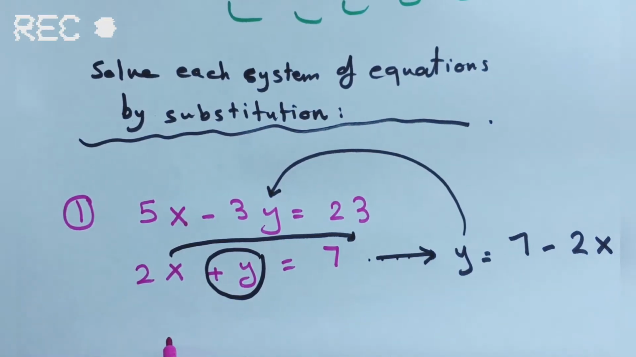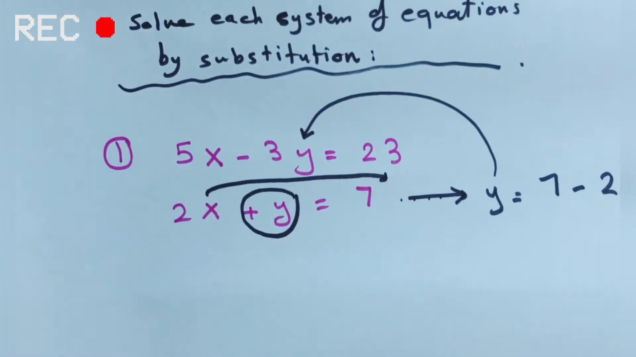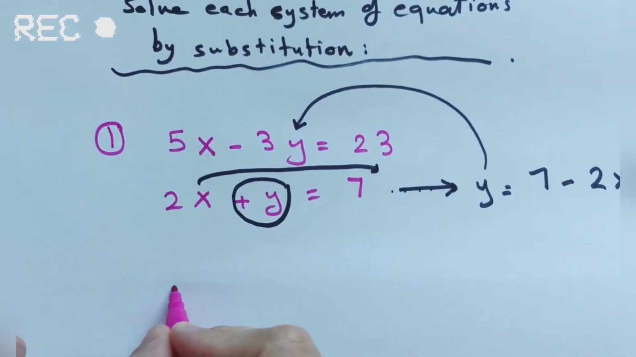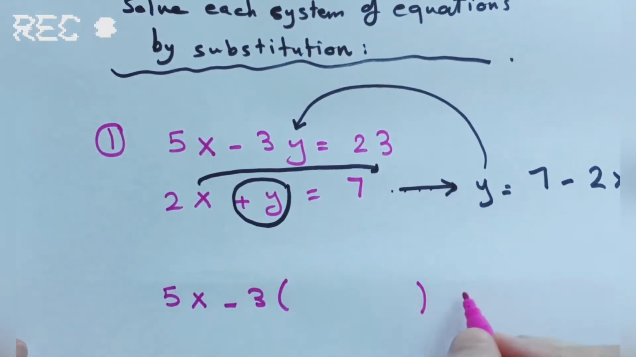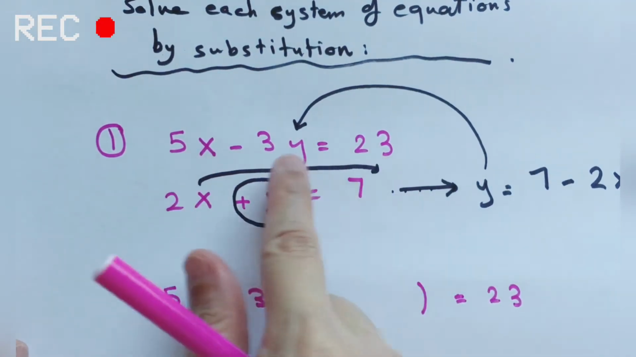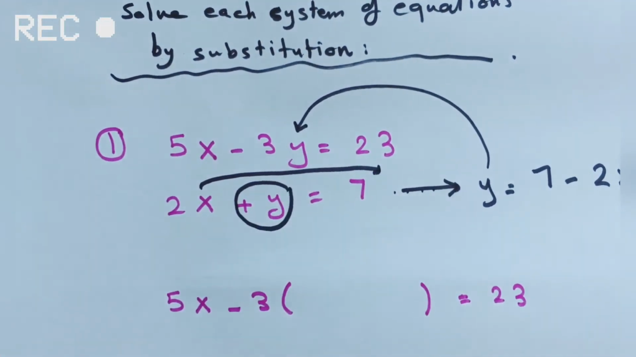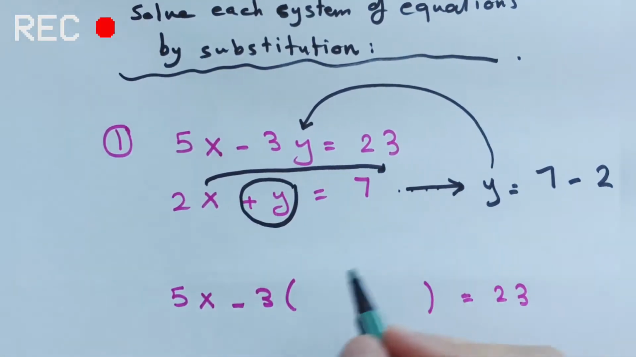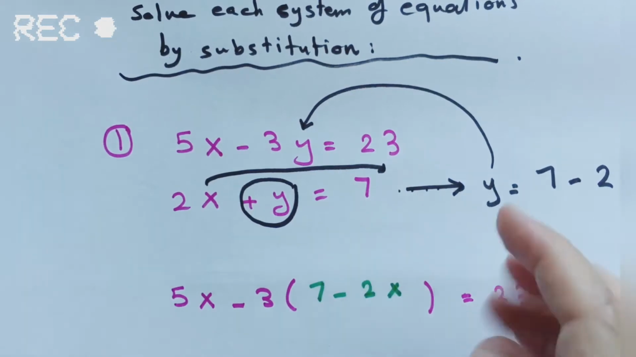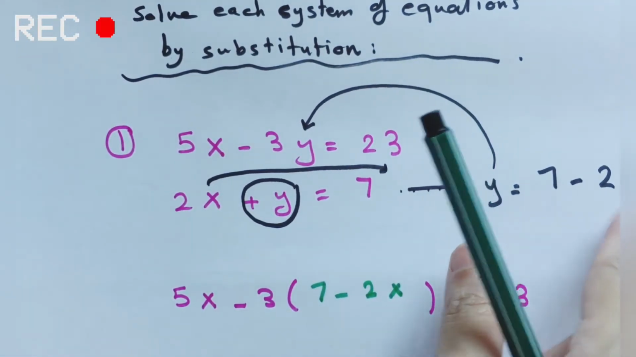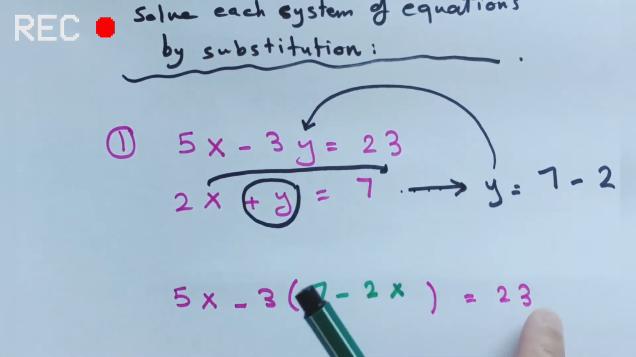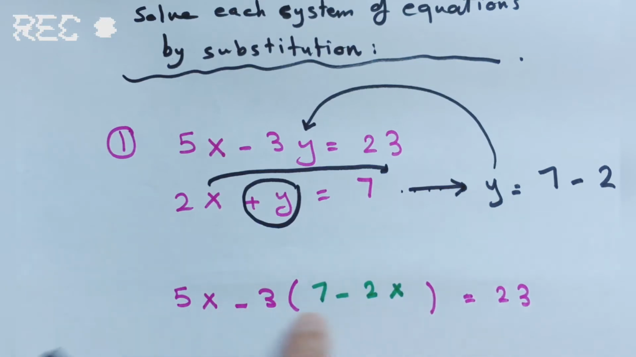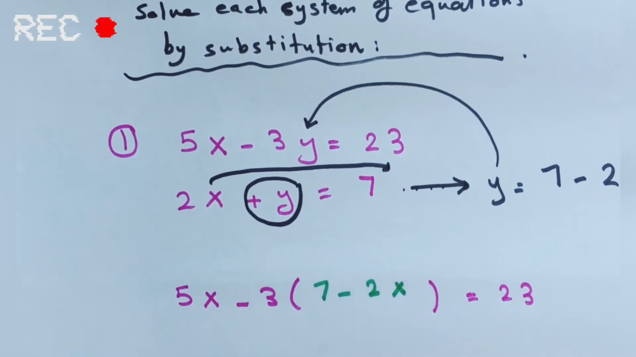Now I will rewrite the equation: 5x minus 3, and I open the bracket, y, closed bracket, equals 23. Now I write everything except the y. Instead of y, I'm going to write 7 minus 2x, because y equals 7 minus 2x. So either you put y or you put 7 minus 2x. Why do I change the y? Because now I have only x here, so I can solve the equation with one variable.